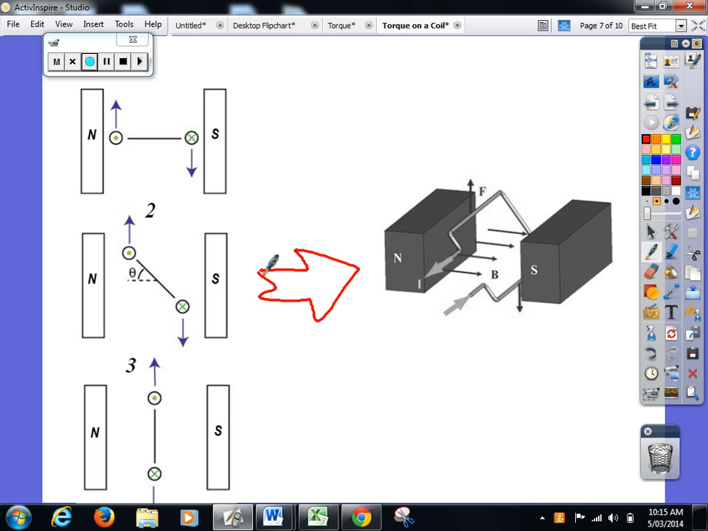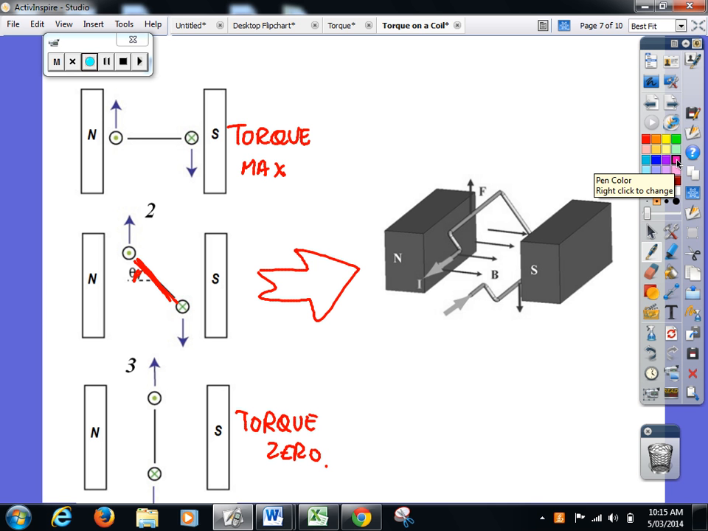The three-dimensional diagram shows the position of number 2. The coil has turned, and that's the coil there, seen side on again, turned at an angle theta to the field. Now we know the torque is maximum here, and torque is 0 here. Why is it maximum at the top one? Good. The angle here is 90 degrees.